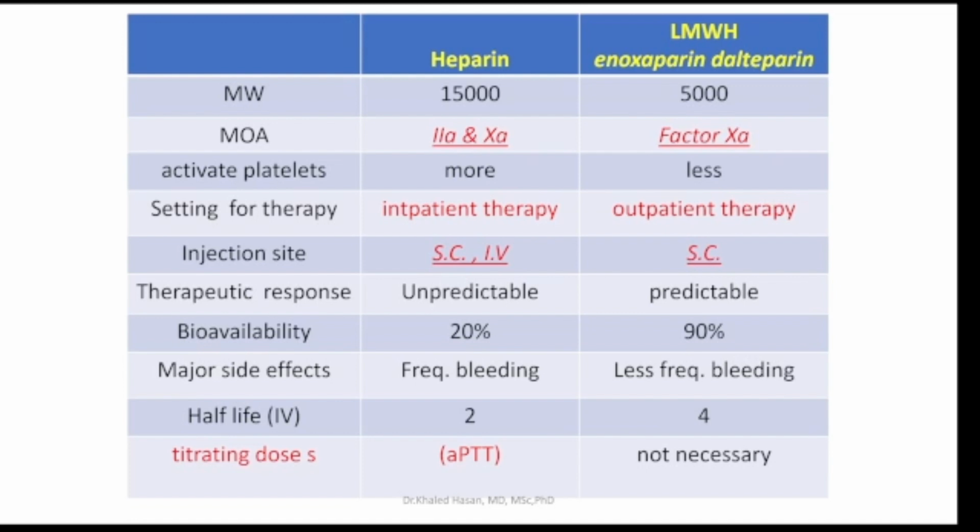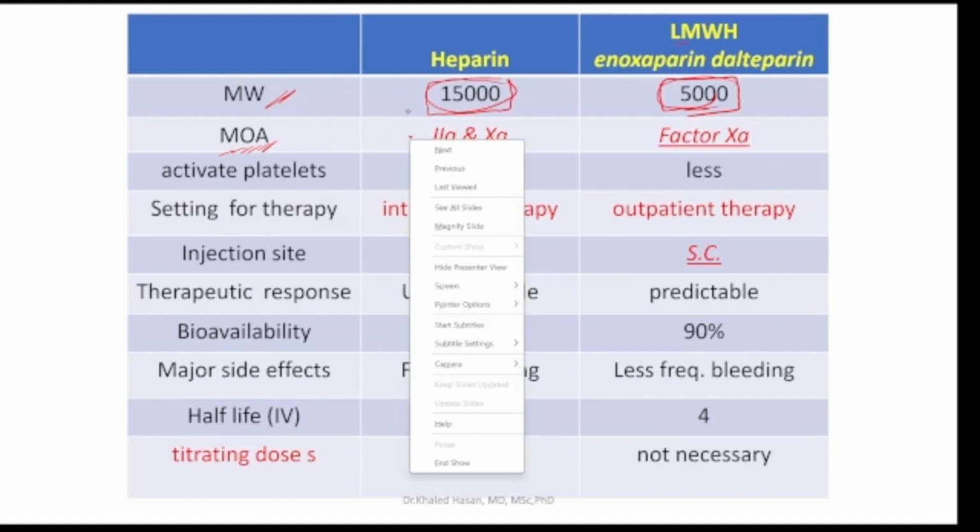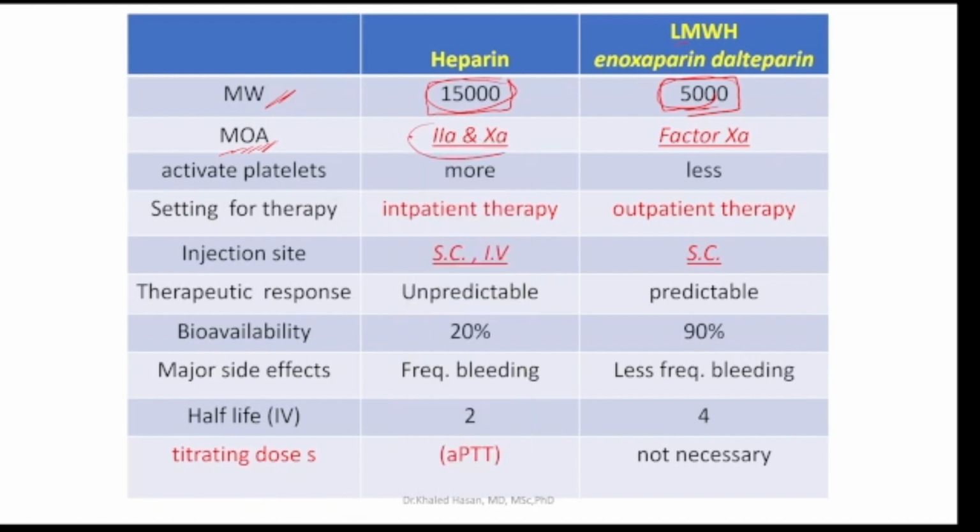Shall we compare? The comparison is very important. Heparin has a molecular weight of 15,000 Dalton, large molecular weight. Low molecular weight heparin, from the name, is about 5,000, low molecular weight. If you talk about low molecular weight heparins, enoxaparin, dalteparin, that's great. How do these medications work? Heparin binds and inactivates factors 2A and 10A. Enoxaparin and dalteparin mainly inactivate factor 10A.